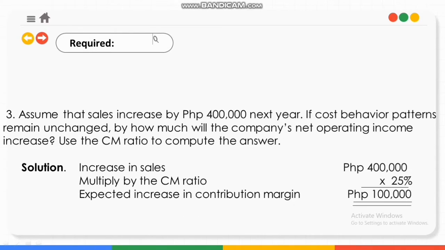So, third is assume that sales increase by 400,000 next year. If cost behavior patterns remain unchanged, by how much will the company's net operating income increase? Use the CM ratio to compute the answer. So, yung increase in sales is equals to 400,000 pesos multiply by the CM ratio, yung nakuha natin kanina na 25%. So, 400,000 times 25% is equals to 100,000 pesos. Ito yung expected increase in contribution margin.